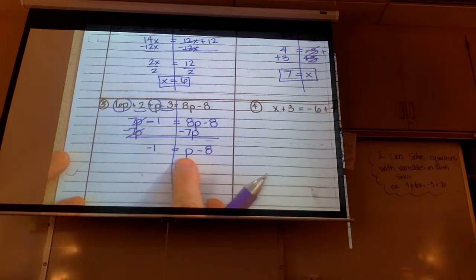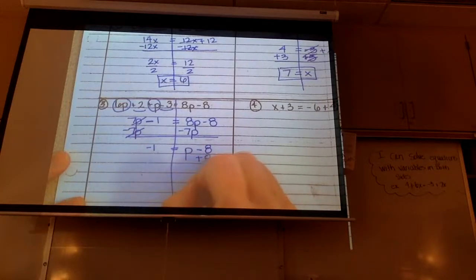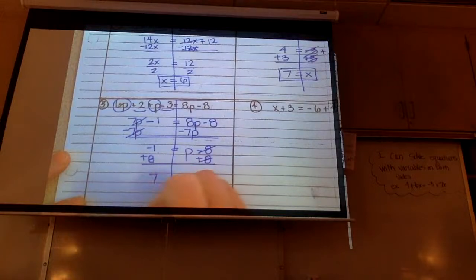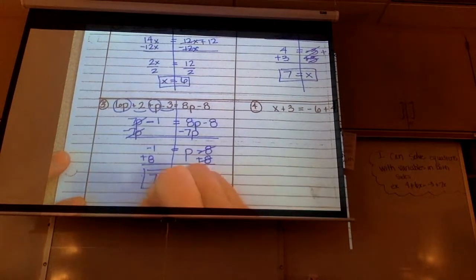There's my hostage. There's my sniper. I need to take out a minus 8 with plus 8, plus 8. So 7 equals p. Very nice.